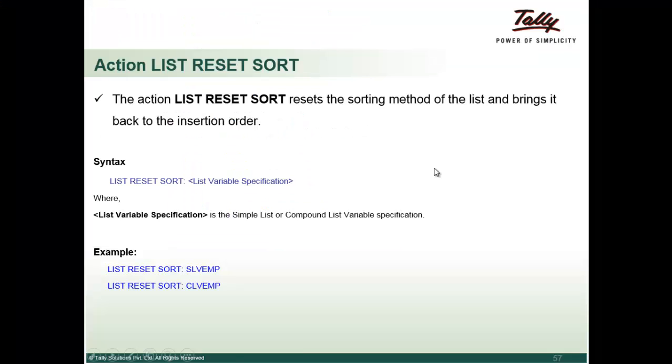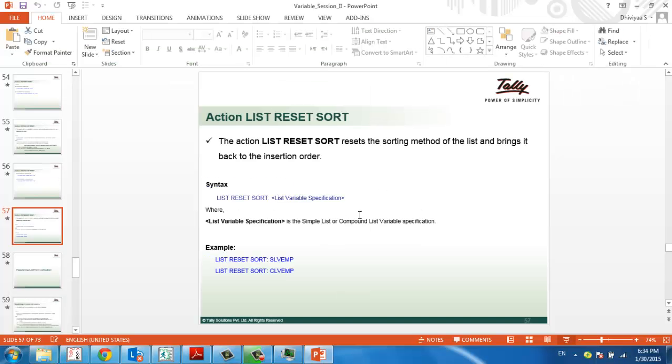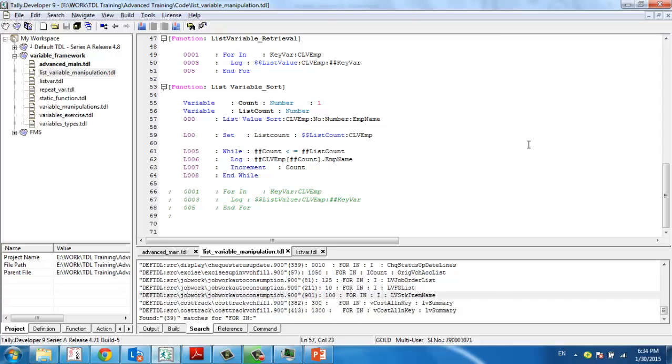So the next action for sorting is list reset sort. So what does it do? It resets the sorting method of the list and brings it back to the insertion order. So we already said that by default the elements in the list variable are sorted by insertion order. So if you want to bring the elements back to insertion order after doing some sorting on them, you just have to use this action. So what is the syntax? List reset sort colon the list variable, a very simple syntax. So let us just try it.